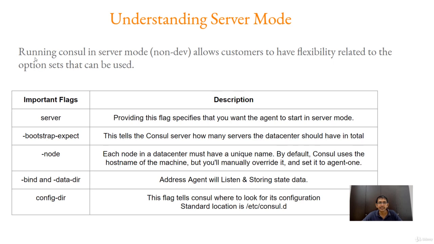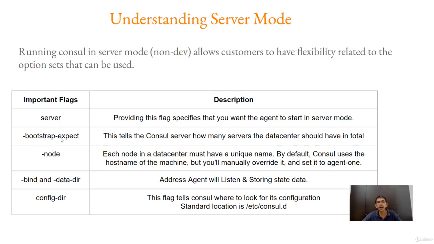So as we are discussing, running Consul in the server mode, which is the non-dev one, allows customers to have flexibility related to a wide variety of option sets that are available within Consul. Now, in order to make use of the server mode, there are certain important flags that we need to use. The first important flag is the server itself. This flag provides the way for the agent to start in the server mode. So it tells the agent that you have to start in the server mode. This is pretty easy to understand.